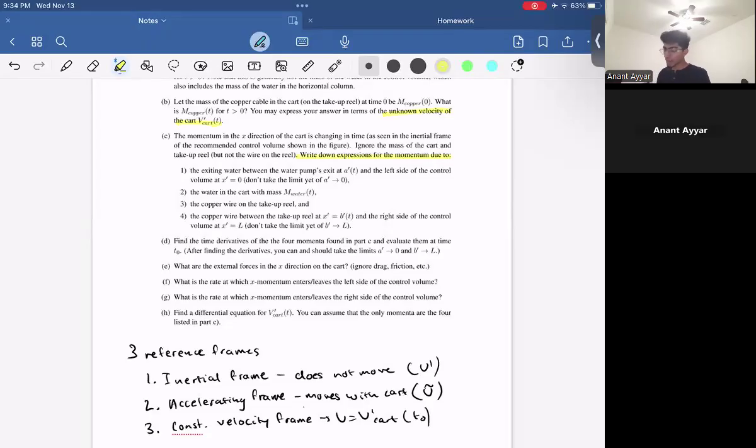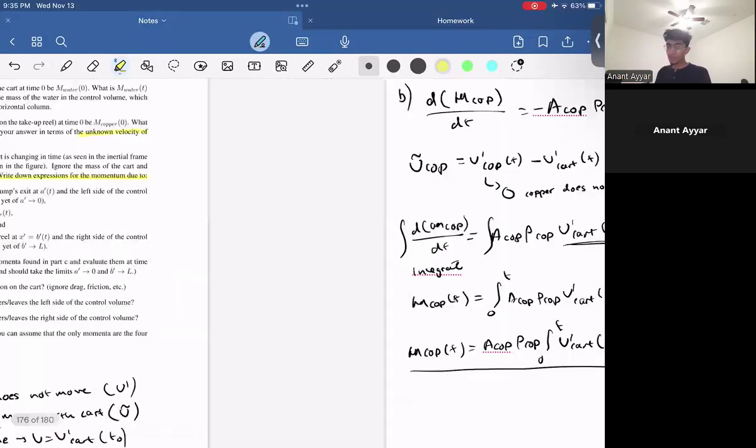Then the same thing with the copper wire. The amount of copper wire on the cart is increasing. That'll cause a change of momentum. And lastly, the amount of copper that's outside of the cart, but still within the inertial reference frame or in the domain, is decreasing. And that may or may not cause a change in the momentum. So we have to look at all four of those. Let's first go to 2 and 3 because they're the easiest.